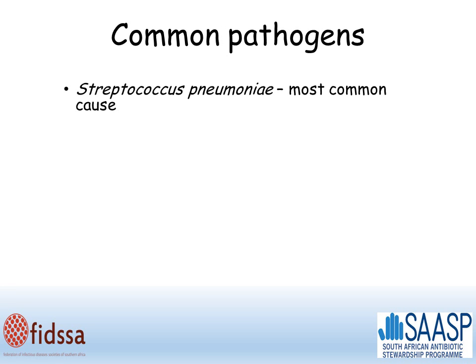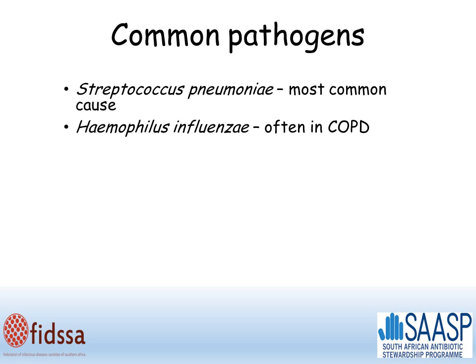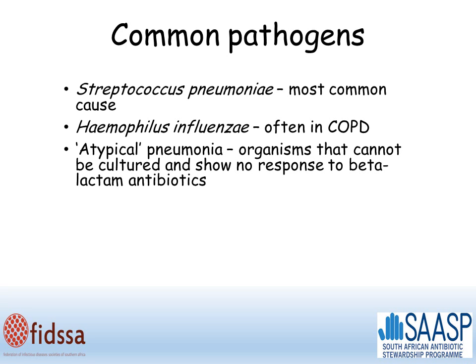Common pathogens are Streptococcus pneumoniae, which is the most common, followed by Haemophilus influenzae, which often occurs in patients who have underlying chronic obstructive pulmonary disease. So-called atypical pneumonia is caused by organisms that cannot be cultured and show no response to beta-lactam antibiotics, that is, penicillins and cephalosporins. A common misunderstanding is that atypical pneumonia presents with atypical features, whereas in fact it's not possible to determine the etiology of community-acquired pneumonia from clinical features alone.